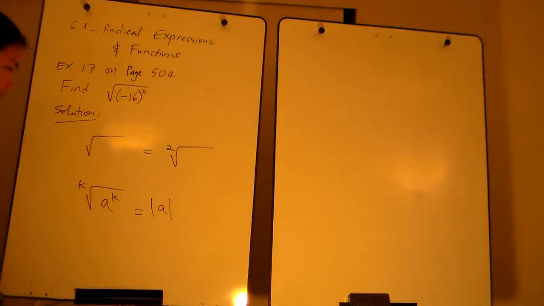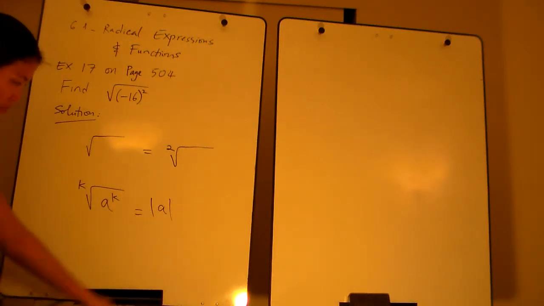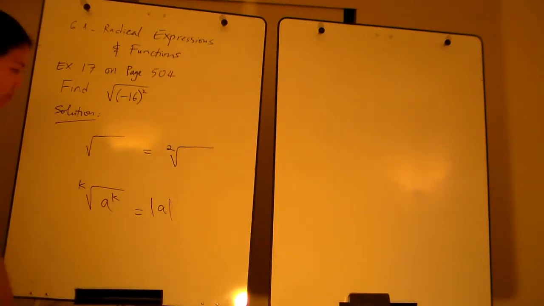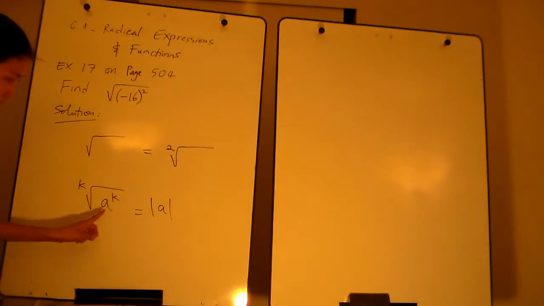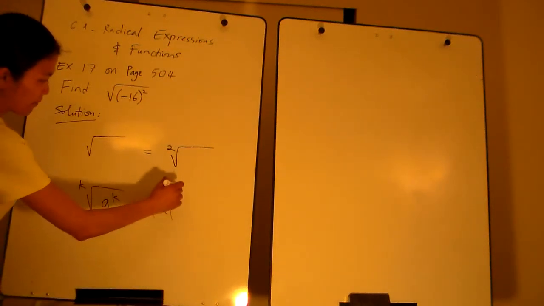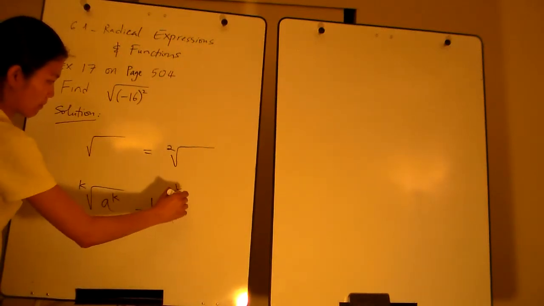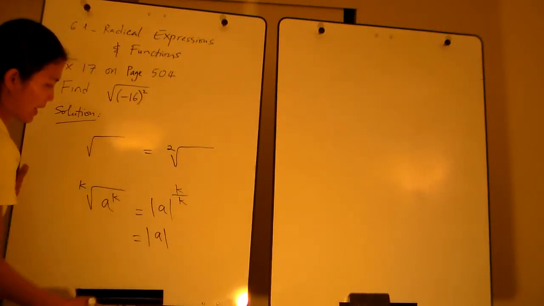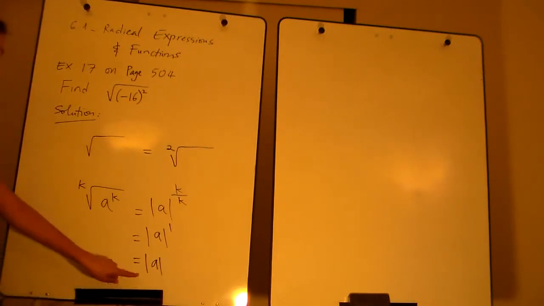when you simplify the radical. The reason this equals the absolute value of a, with no k any longer, is that you take the k from the exponent of a and divide by the k here. When you simplify, k divided by k is 1, so you have the absolute value of a. That's the reason for this formula when k is even.